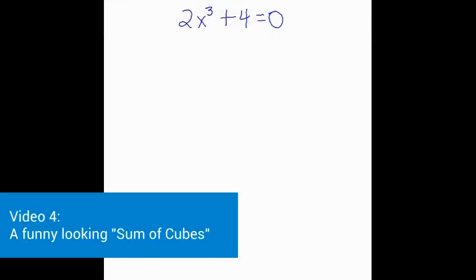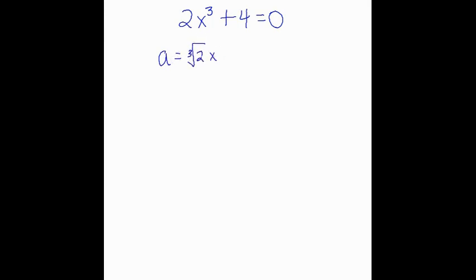Okay, so in this video, I'm going to go over a little weird example of sum of cubes. I'm going to set up a to be equal to the cube root of 2x, and then b will be the cube root of 4. And I'm actually going to rewrite this as the cube root of 2 squared. So really quickly, I'll write out my sum of cubes.